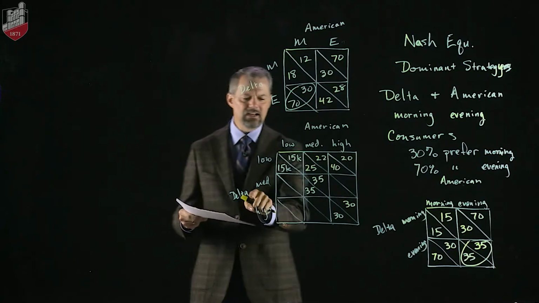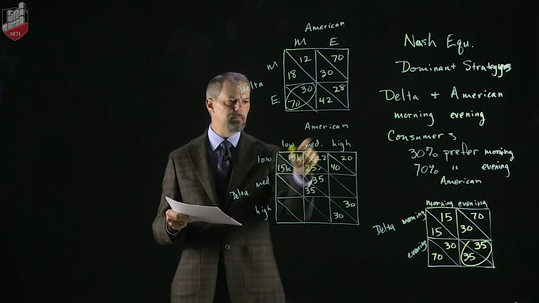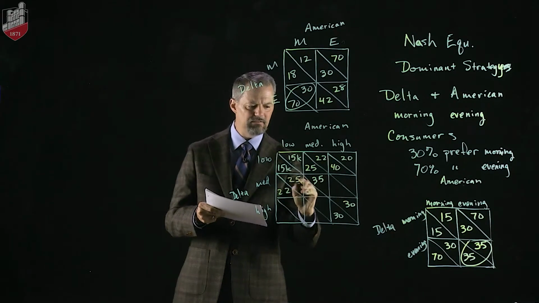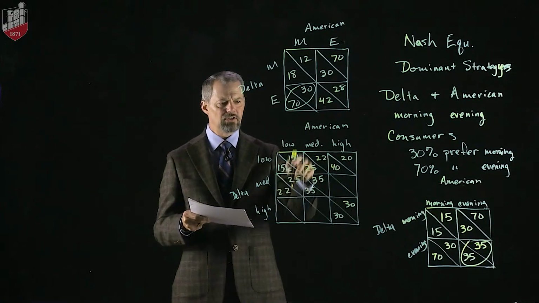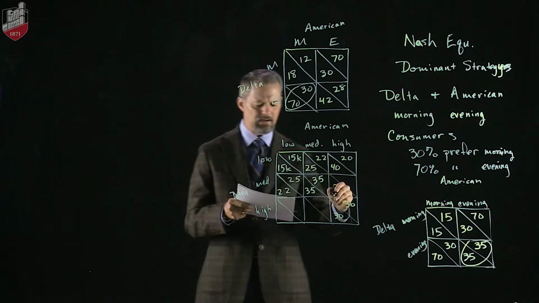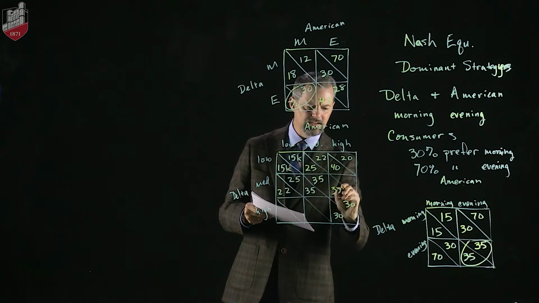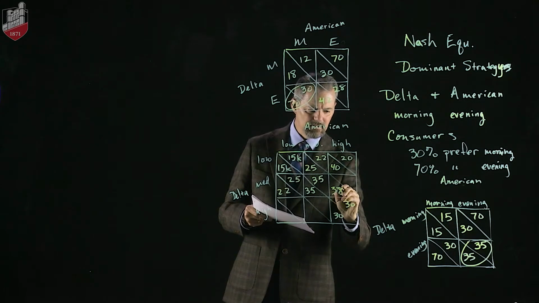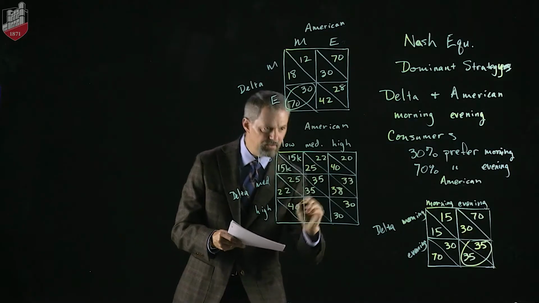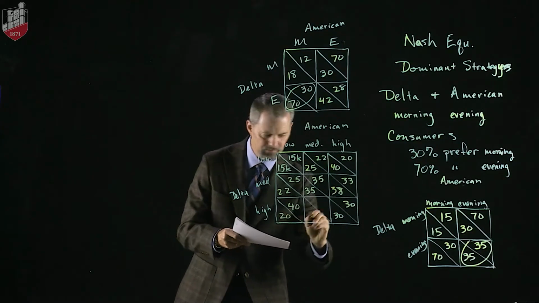Suppose if Delta charges a medium price and American a low price, it's going to be 22 and 25. Delta loses a little bit to American. If Delta has a medium price and American has a high price, let's suppose it's 38 and 33. And then down here we'll have kind of the mirror image of what's happening up there.